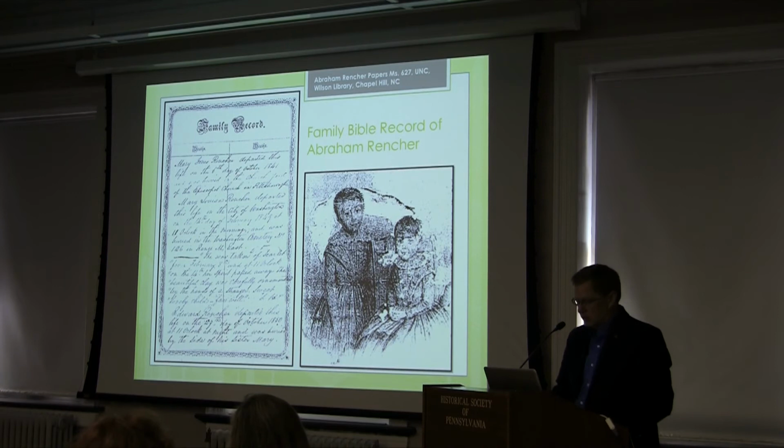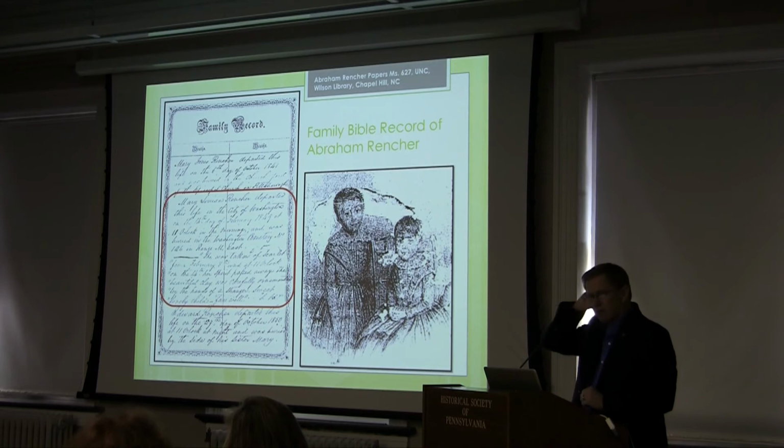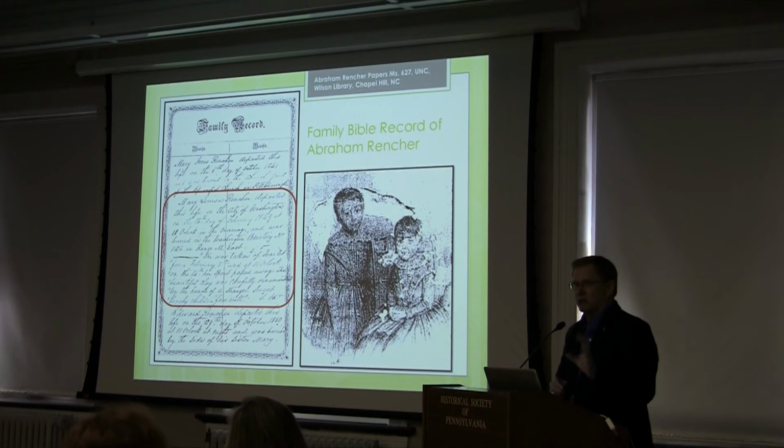Let me see if I've transcribed it for you. This is Mary Louise Rencher. Departed this life in the city of Washington on the 14th day of February 1849. Now, why are they in Washington? They're in Washington because Abraham Rencher is a five-term congressman from the state of North Carolina. So he and his family have gone to Washington.